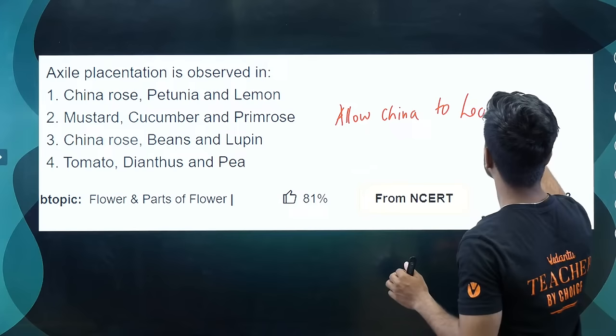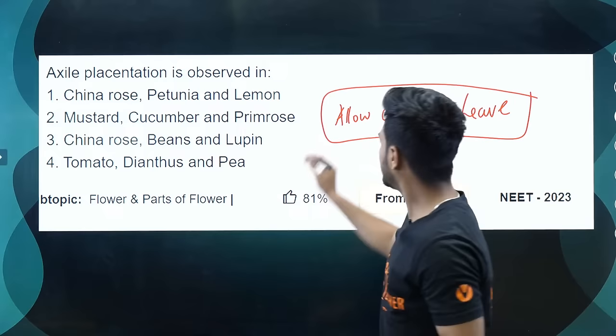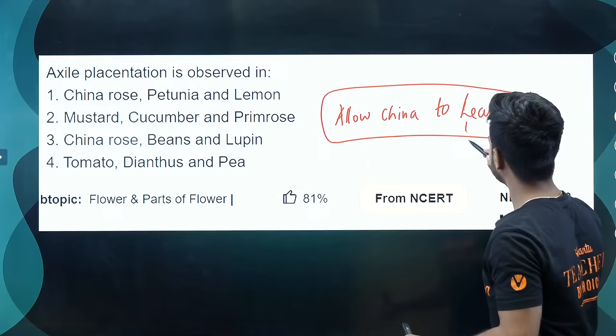The trick is "allow China to leave." A is your axial placentation, C for China, T for tomato, L for lemon, T for tomato.